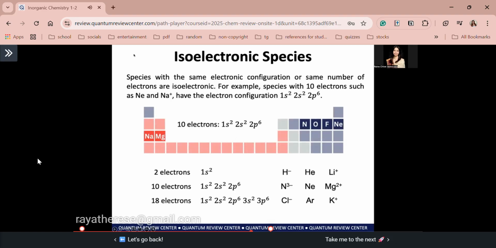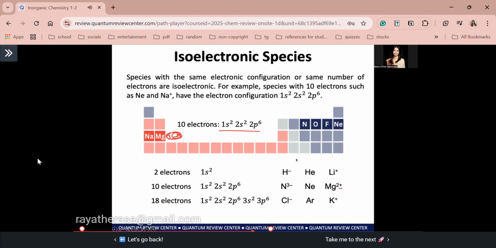So, other examples of isoelectronic species is magnesium cation. So, tingnan natin, ang magnesium cation kasi, yung valence orbital niya is 3s2. Now, the magnesium cation, it has 2 plus charge. So, it has to lose 2 electrons. So, mawawala yung 2 electrons ni magnesium sa valence orbital niya. That's why, yung magiging electron configuration ni magnesium cation is 1s2, 2s2, 2p6.